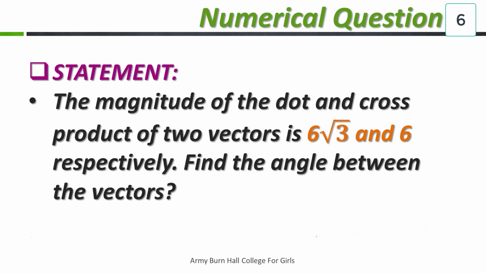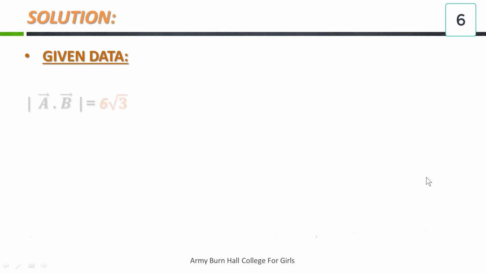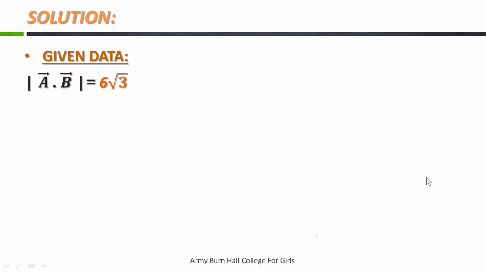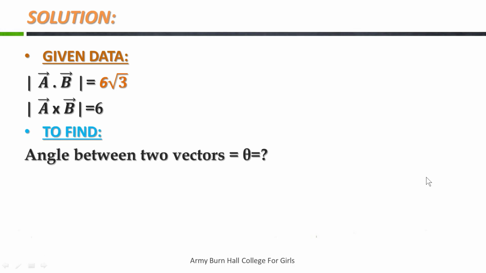So this numerical is important, simple yet important. First we will write down the given data. What is the given data? Magnitude of dot product and magnitude of cross product, and unknown is the angle between the vectors. A dot B is equal to 6 under root 3, magnitude of cross product is 6, and to find is the angle between two vectors.